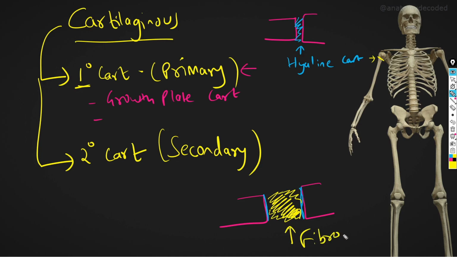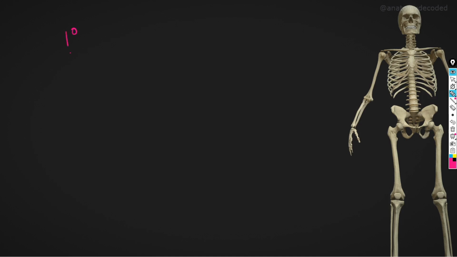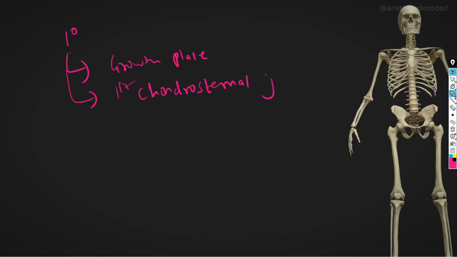Okay, hyaline, fibro, and elastic. There will be types of cartilage, out of which we discuss hyaline and fibro. Elastic cartilage doesn't come in between the joints. Okay. I'll just write the examples again. Primary cartilaginous, one is growth plate cartilage, and the other is first chondrosternal joint. So note the terms.